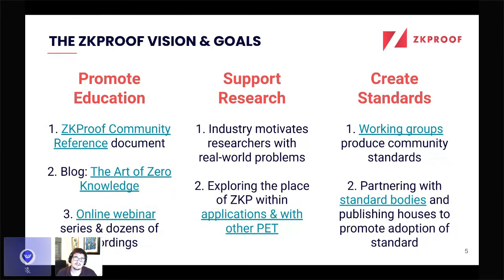So we have a set of working groups that are active today that are producing community standards. So basically, the community came together and said, this is what we want to build as a standard first, and this is what is being done. And we partner with different standard bodies and publishing houses and different entities to promote the adoption of the standard, because what good can a standard be if it's not being used and adopted, right?